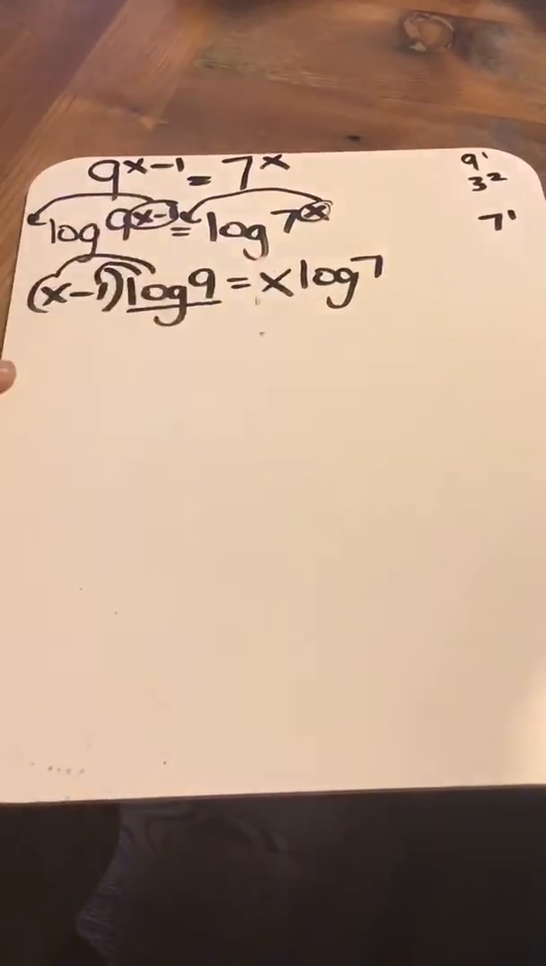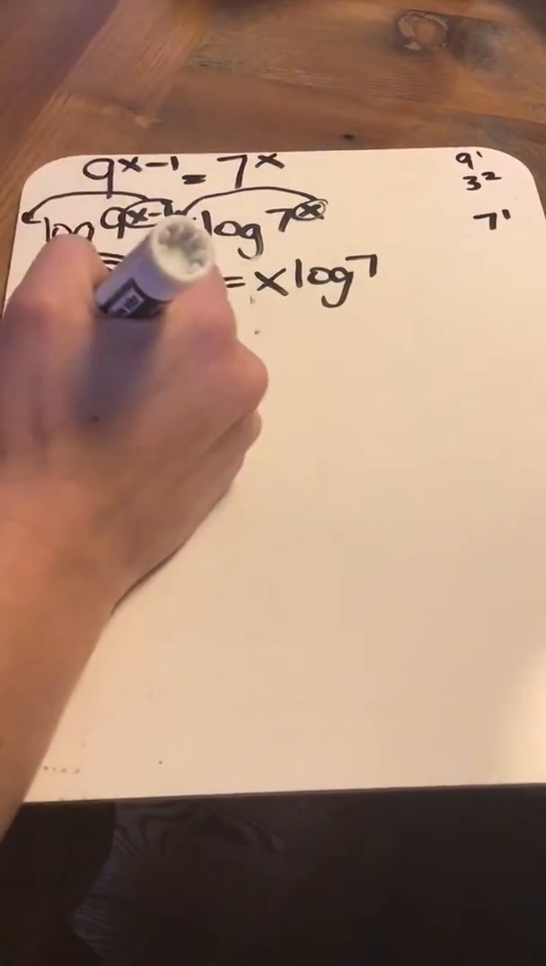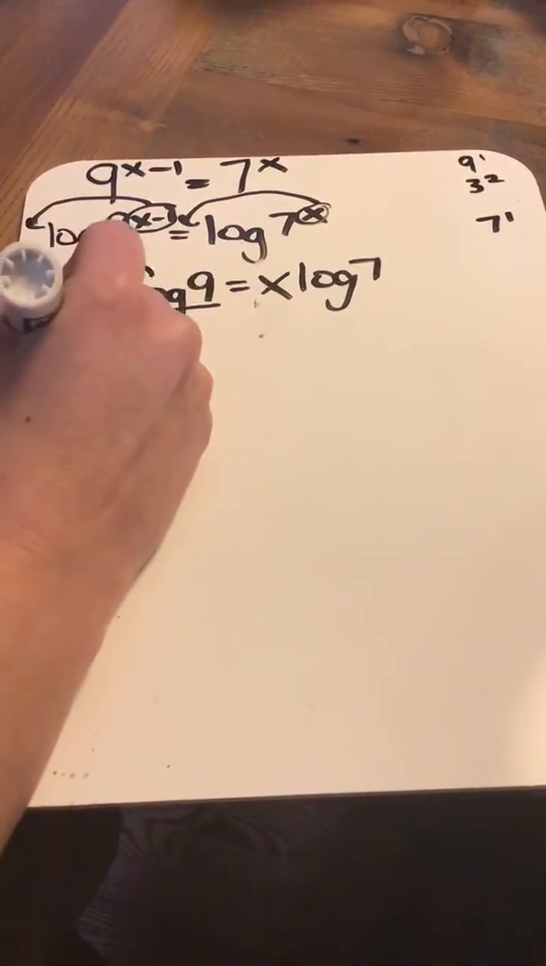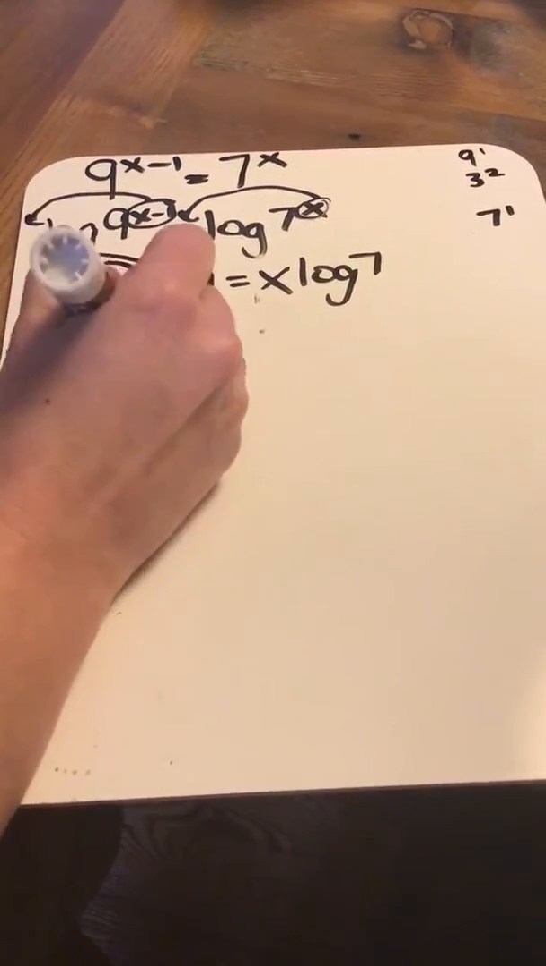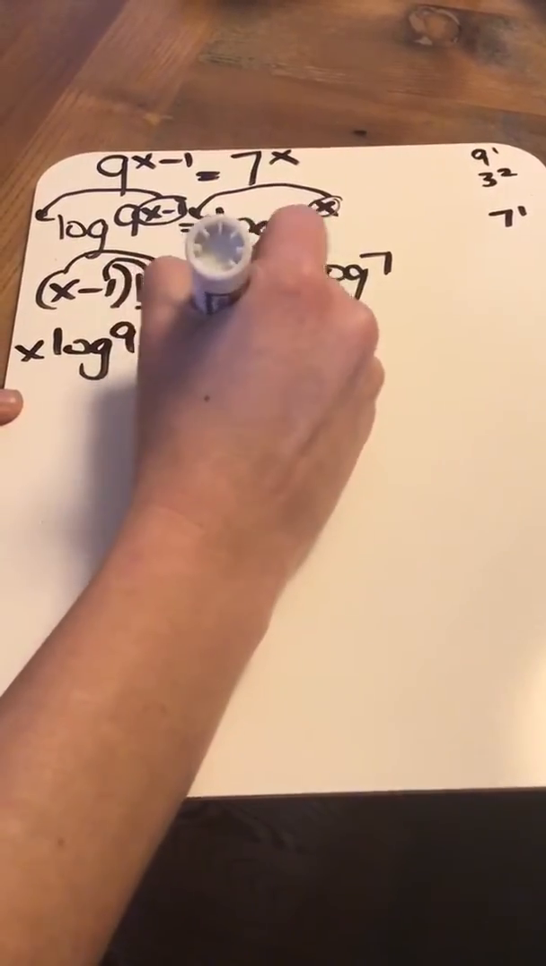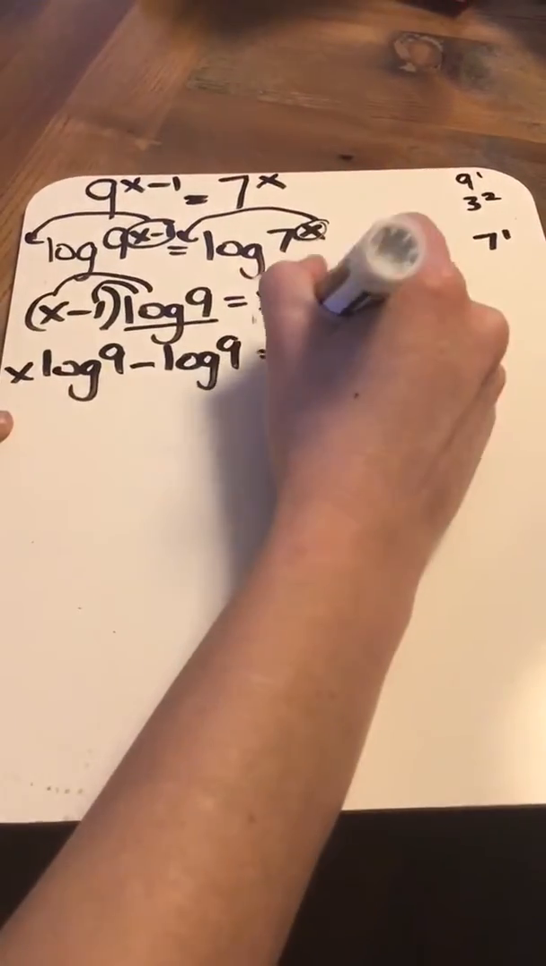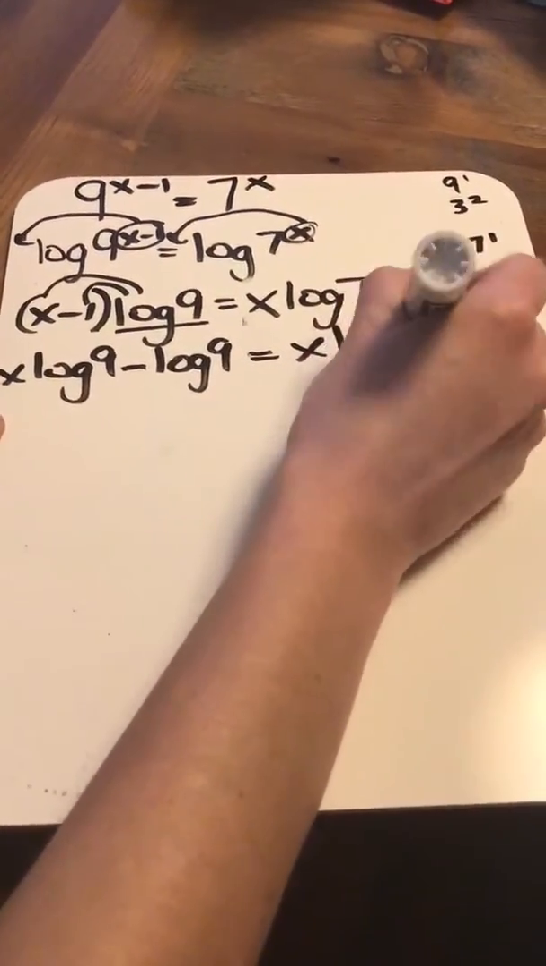Like say this just said 9. Wouldn't I make that 9x minus 9? So I'm going to do the same thing here. I'm going to distribute log 9. So it's going to be x log 9. That's just log 9 times x minus 1 log 9, that's log 9 times negative 1, and then I still have x log 7 on the other side.